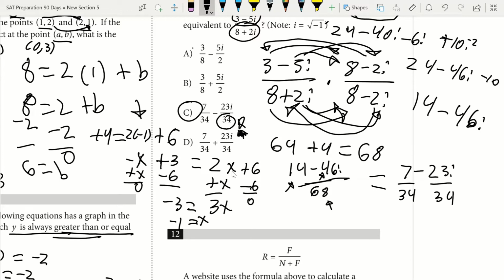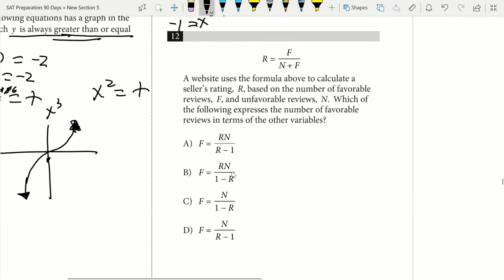So more than likely you did the problem right, you just have to simplify. So understand that as well. All right, so that takes us through 11. Now we got question 12.